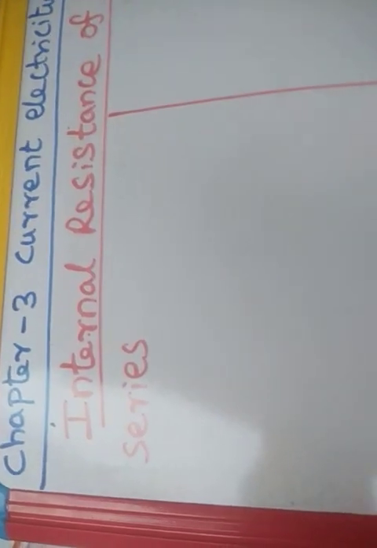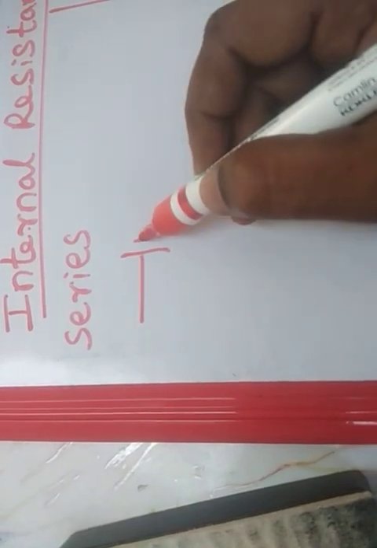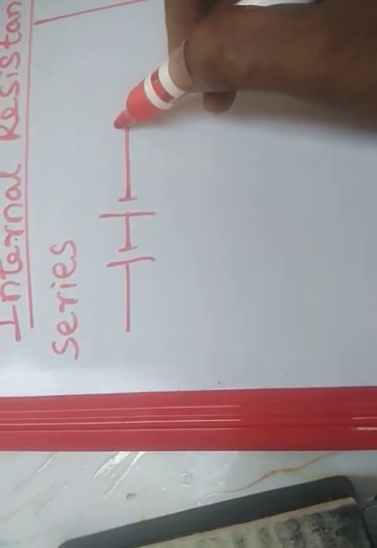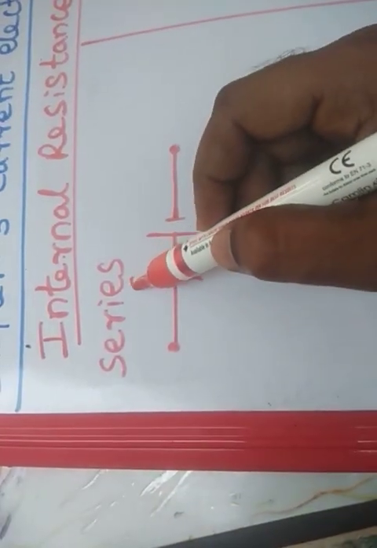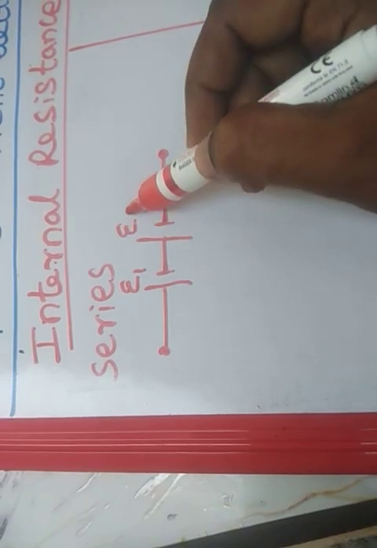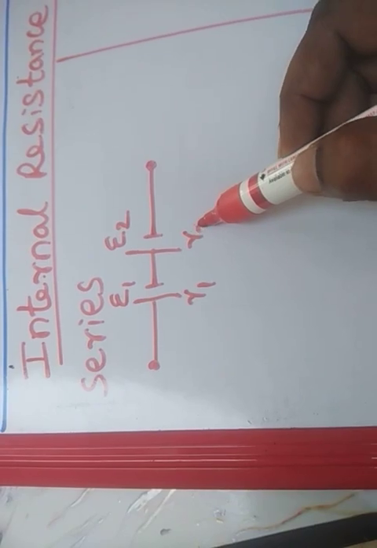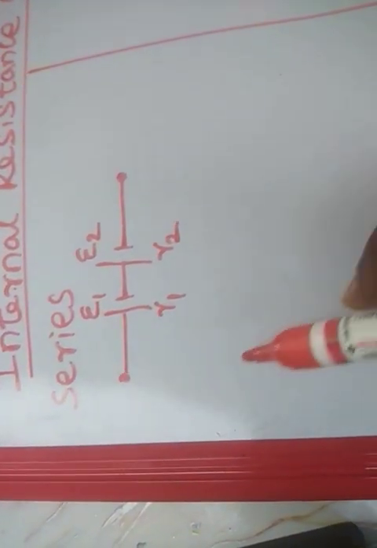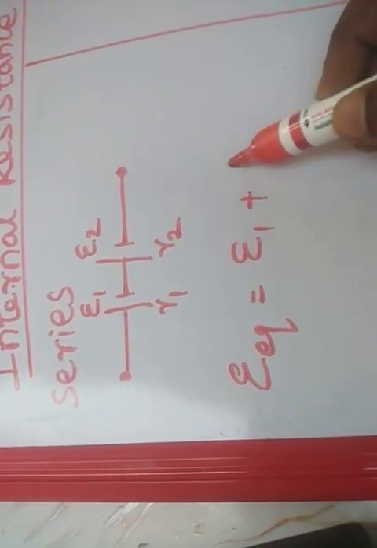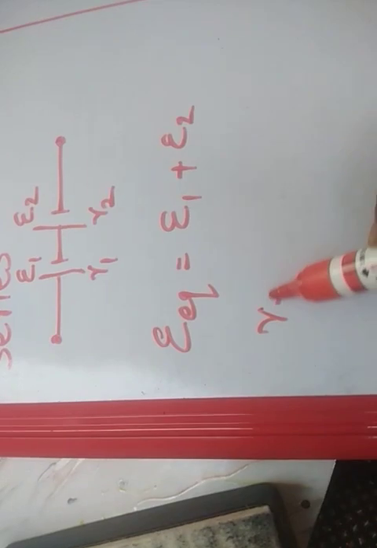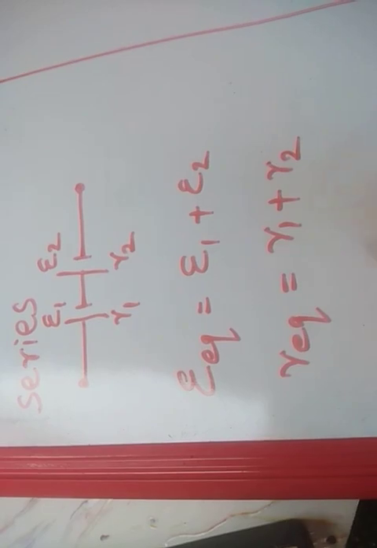Internal resistance of cells in series and parallel combination. When the cells are connected in series, one after another, what is the effective voltage? This is the EMF E1, this is the EMF E2 of the second cell. The internal resistance of the first cell is r1 and the internal resistance of the second cell is r2. So we get E equivalent equal to E1 plus E2. Then r equivalent, this is resistance in series, we can directly add r1 plus r2.